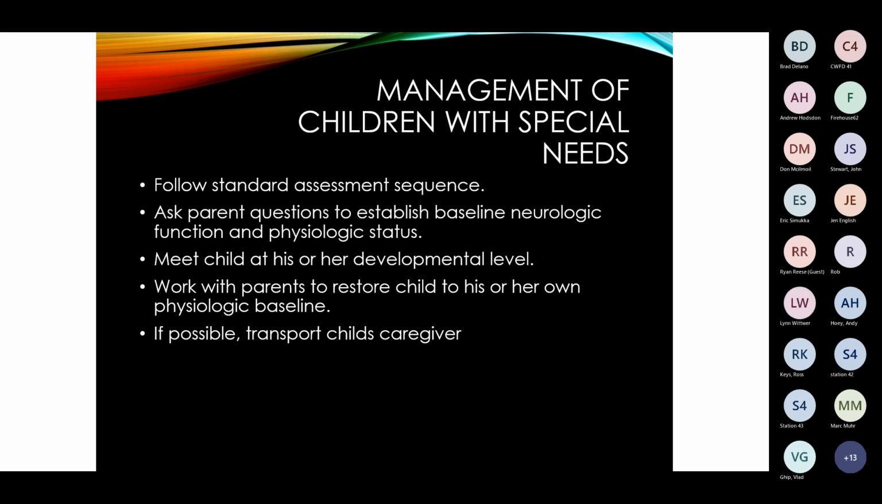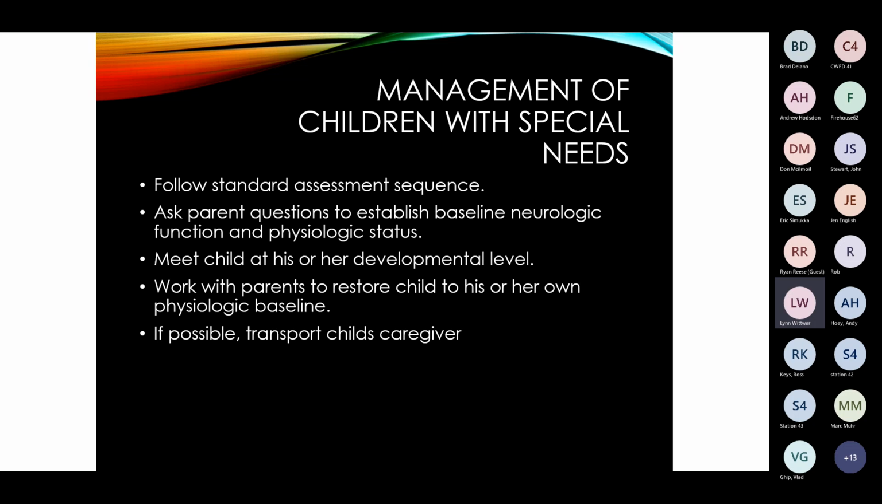Now, special needs kids. Standard assessment sequence: look first at your pediatric assessment triangle. Is this kid sick? Do you have to leave with this child immediately? Is this urgent, or can you take your time and do a better assessment? Ask parents questions to establish baseline neural function and physiologic status. Meet the child at their own developmental level.